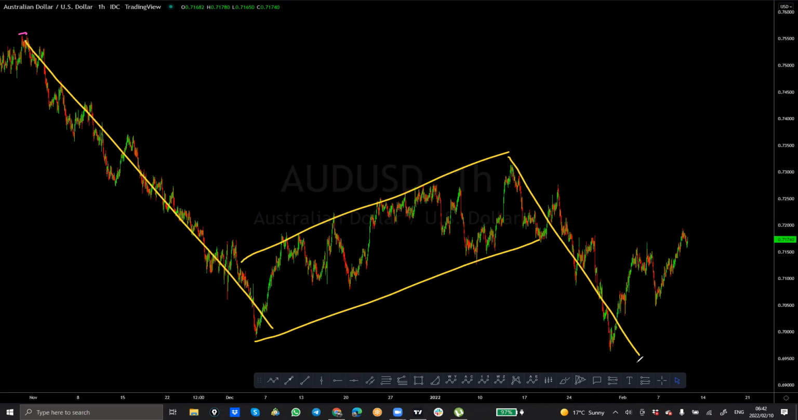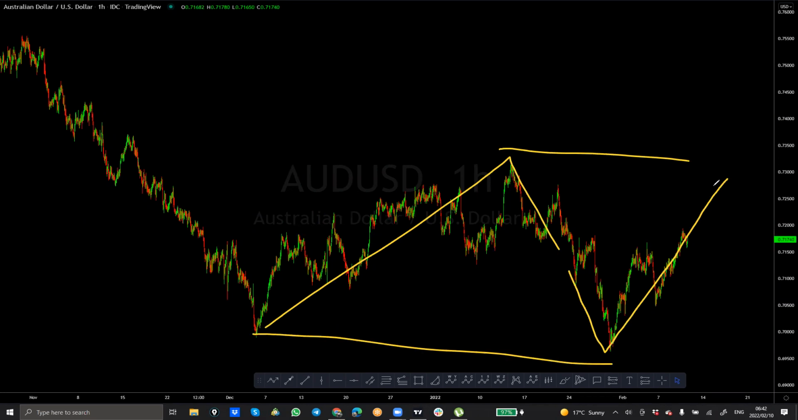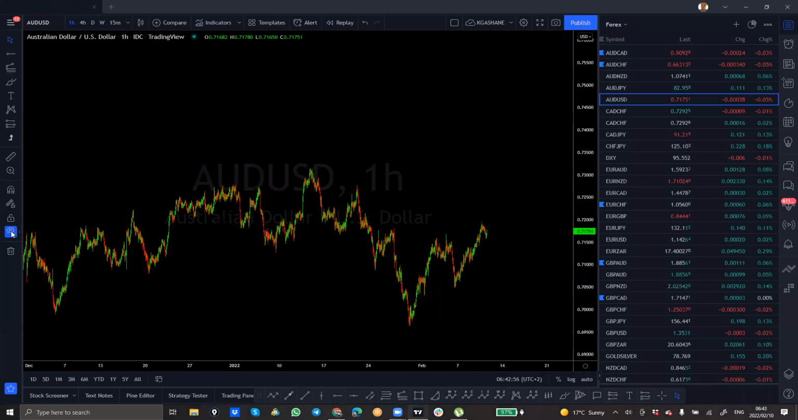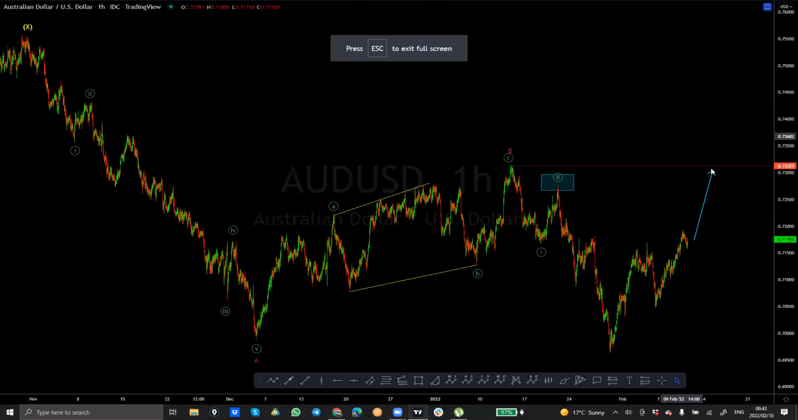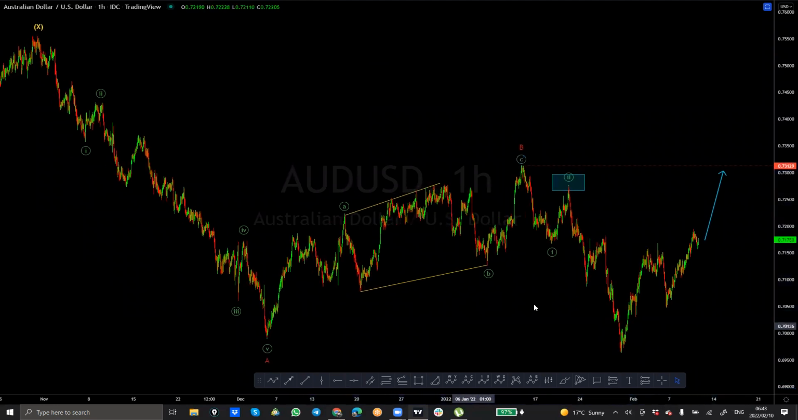Now, the question that may arise already is whether this corrective structure here is done as it is like this, or whether there's a chance the corrective structure could do something like this, or even that, before we see a move to the downside. Okay, so I present to you a labeled 1 hourly view, one of the views that I've just shared here.